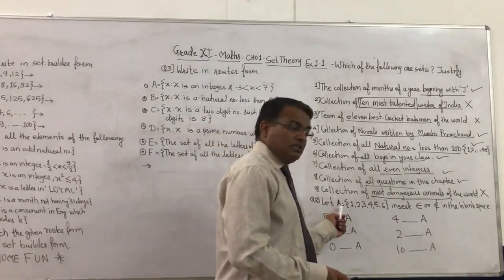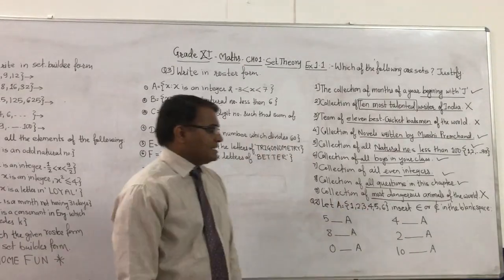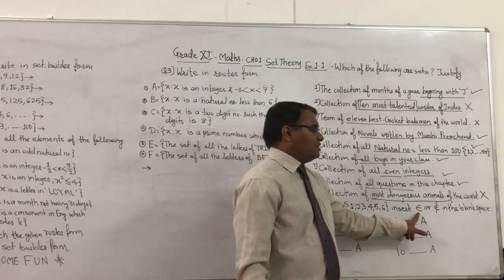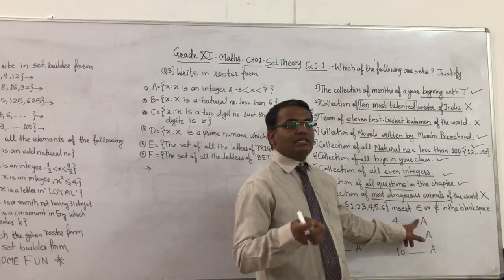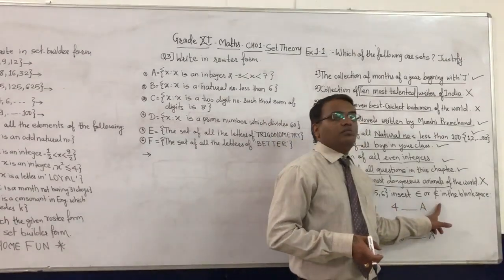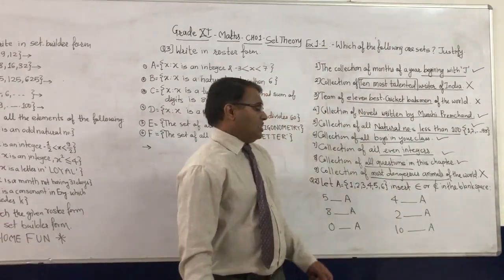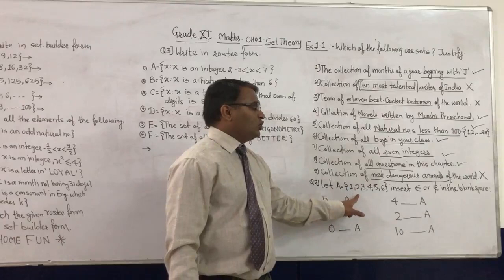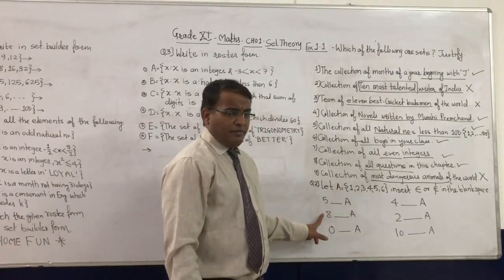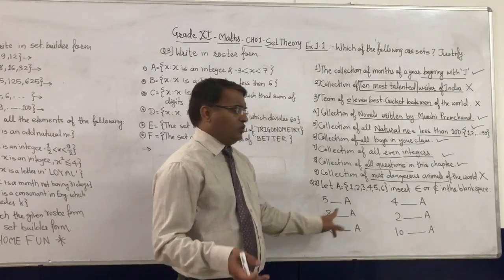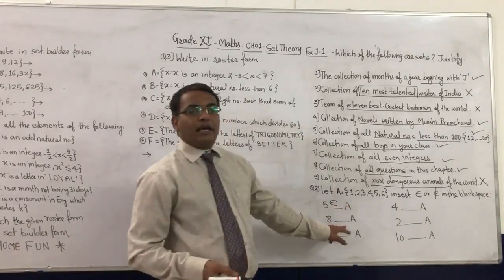Again, let set A be equal to 1, 2, 3, 4, 5 and 6. Now insert this symbol, epsilon. Here it means belongs to. Belongs to means is a member of, and does not belong to means not a member of. In the blank space, the set is given to you: 1, 2, 3, 4, 5, 6. And here you have to write down, is 5 a member of A? Yes or no? 5 is there in A. So 5 belongs to A.